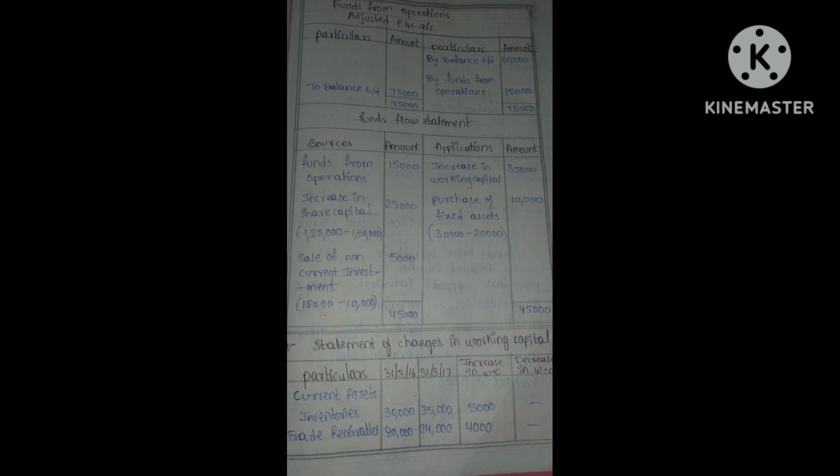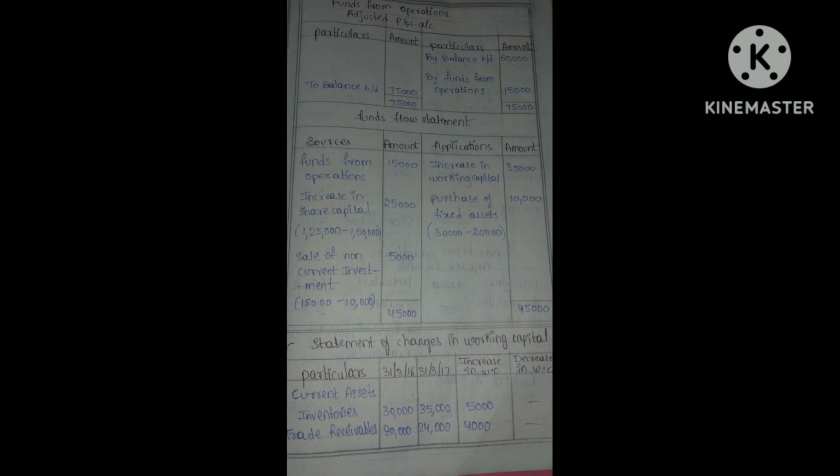Next we have to calculate the funds flow statement. So first draw the pro forma, and on the sources side take the increase in share capital. Share capital has been increased by 25,000. So 1,75,000 minus 1,50,000 gives 25,000. Clearly mention in the sources column, increase in share capital, and in the amount column put 25,000.